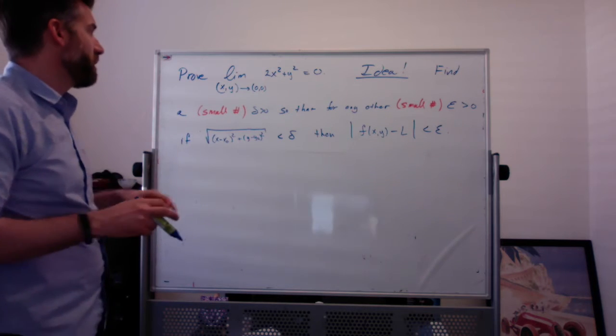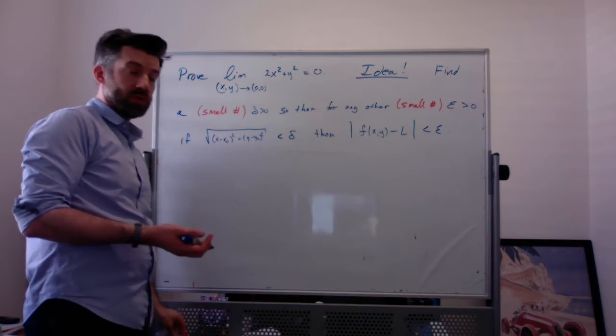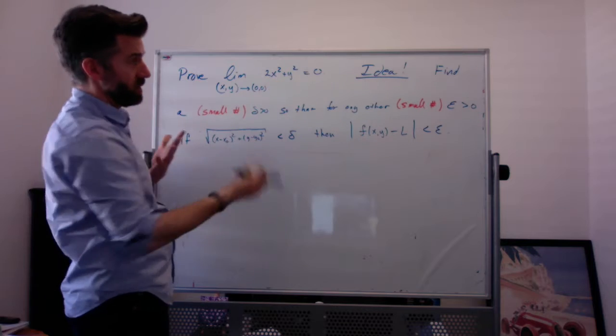So we're going to prove the limit as (x, y) approaches (0, 0) of 2x squared plus y squared equals 0. And we can easily see that that's true, right? If you plug in 0 for x, 0 for y, you get 0.